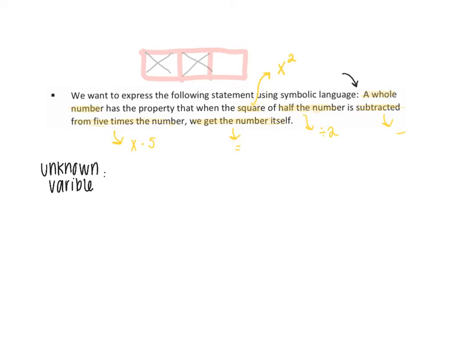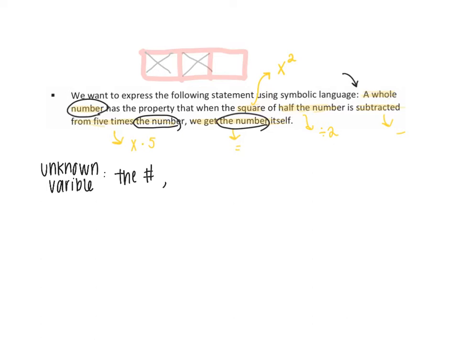So it says a whole number has the property that when the square of half the number is subtracted from 5 times the number, we get the number itself. So the thing that I don't know here is the number. It doesn't give me any number. It just says the number, right? I don't know what that is. So the number is going to be my unknown variable.